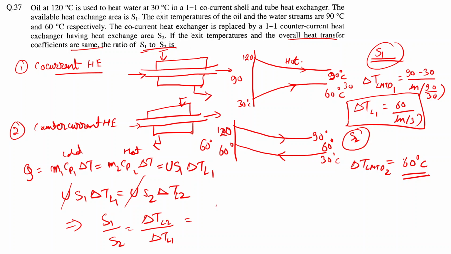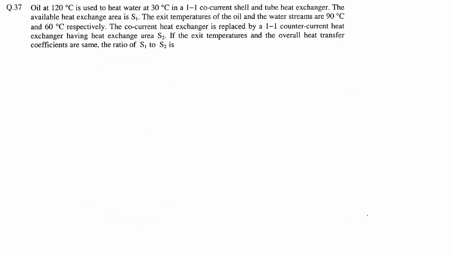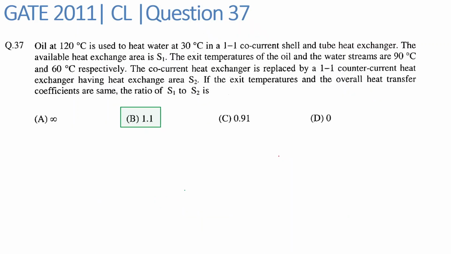So basically it will become 60 upon 60 over ln of 3, so this will become ln of 3, and the value of the natural log of 3 is somewhere around 1.1. So from the given options we can select the correct answer as 1.1. That is, if we are changing the scheme from co-current to counter current, then the ratio of their heat transfer areas will be 1.1.